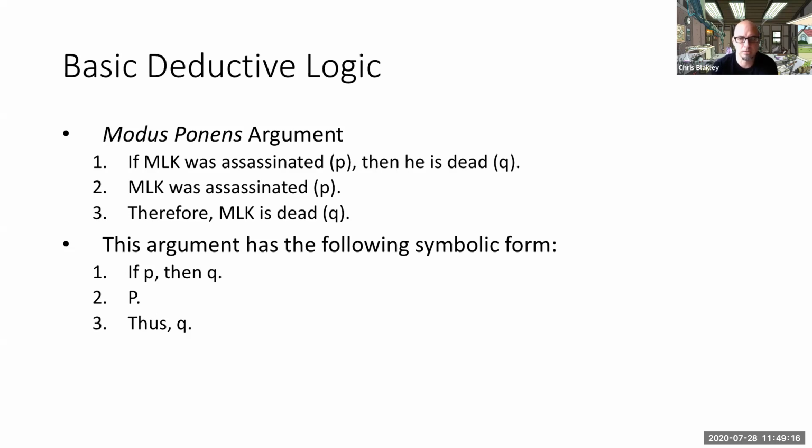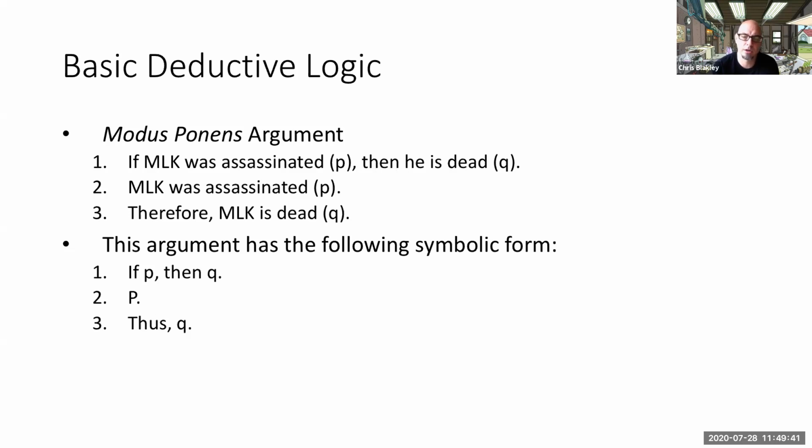So here's the argument in full sentences, with some content. If Martin Luther King was assassinated, then he is dead. Martin Luther King was assassinated, therefore Martin Luther King is dead. That argument has this: if P, then Q is the first premise. P, the affirmation of the antecedent. That's why it's called mode of affirmation, modus ponens. Thus Q is the conclusion.